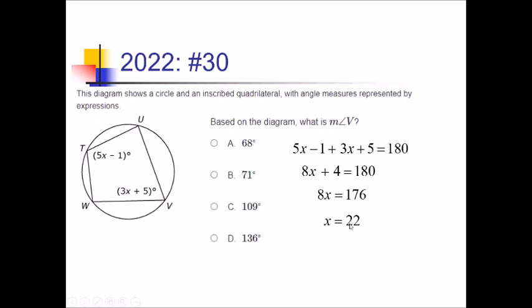Now that's not any of the answers, and it shouldn't be, because that's not the value of angle V. Angle V, you have to do 3 times 22 plus 5. You actually have to plug x in there. So this is going to be 66 plus 5, which is going to be 71 degrees. Choice B.